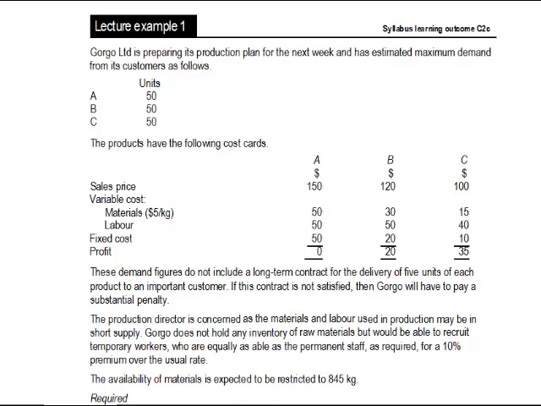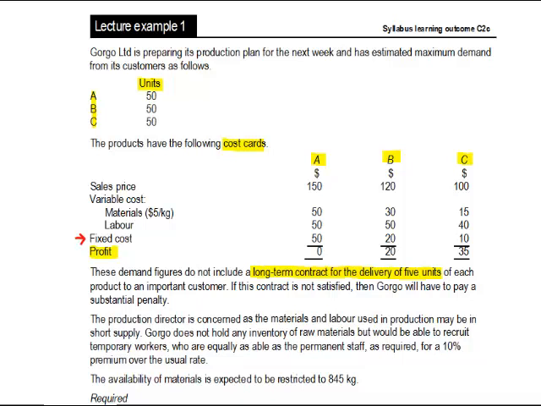Gorgo Limited is preparing its production plan for the next week and has estimated maximum demand from its customers as follows. So you can see here that we've got 3 different products, A, B and C, and the maximum demand is going to be 50 units of each of them. Now, we've got some cost cards of each of the products that have been prepared, and you can see straight away that we've been given profit. Now, that profit includes an element of fixed cost, which remember we do not include in contribution. Now, the demand figures don't include a contract for the delivery of 5 units of each of the products to an important customer. Now, if this contract is not satisfied, then Gorgo will have to pay a substantial penalty.